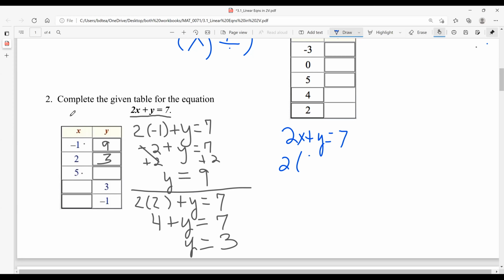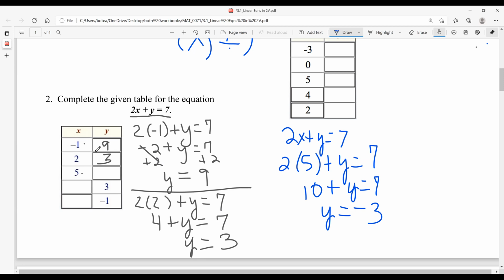Two times 5 plus y equals 7. 2 times 5 is 10 plus y equals 7. We're subtracting 10 from both sides. So we have y equals -3 because 7 minus 10 is -3. So when x is 5, y is -3.